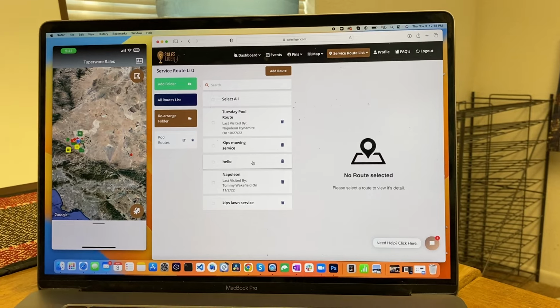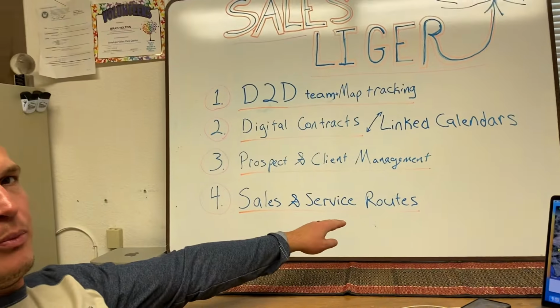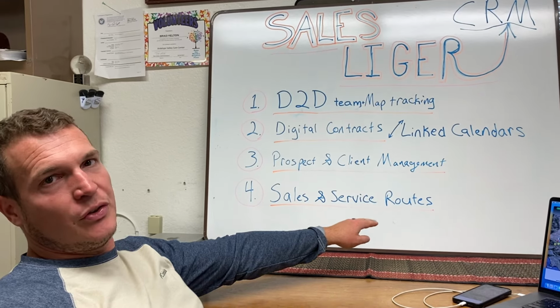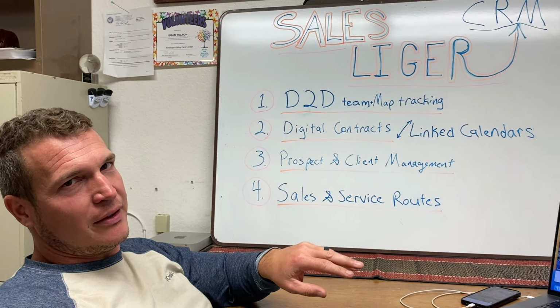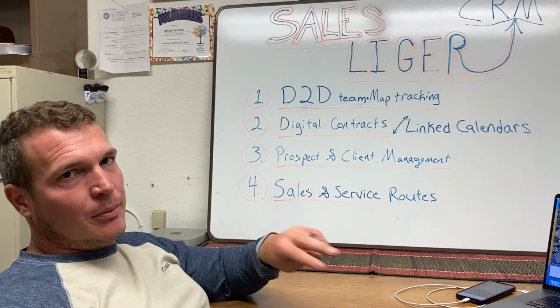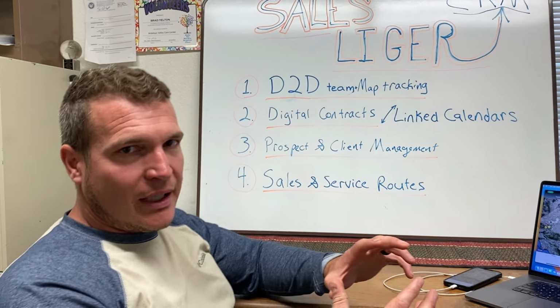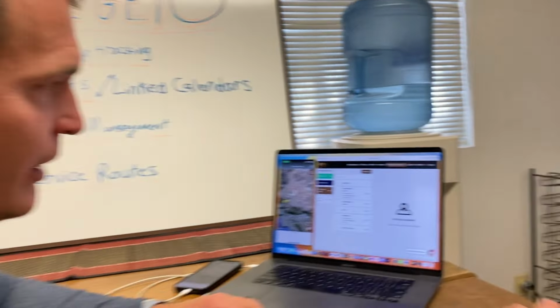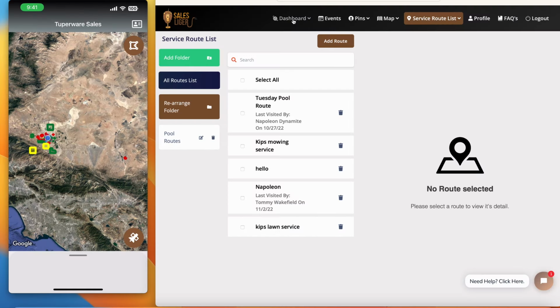So our fourth point here is our sales and service routes, and you can kind of see how everything's starting to link together. Our prospects and our mapping tools and everything's starting to link together on our back-end CRM. And so here's our dashboard, here's our events, our link calendars, here's our prospect pins, here's our maps. This is our service route.